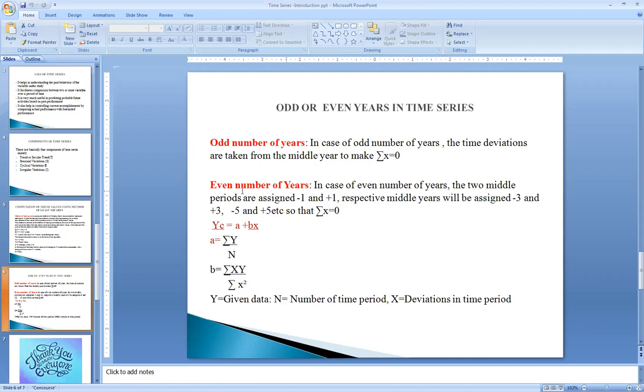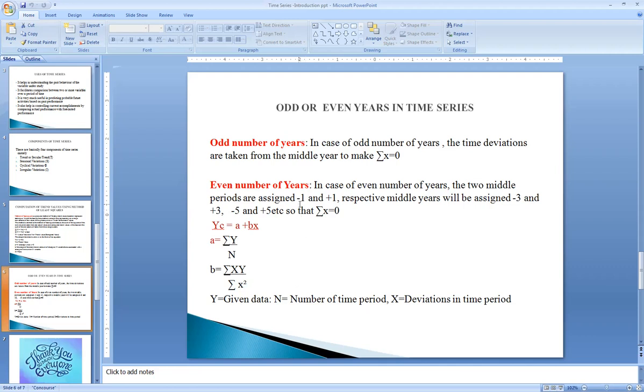And next, in case the number of years given in the question is even, for example 6, 8 or 10, how do we calculate the deviations? In this case we have to take the two middle years. The central value of the two middle years is considered. Upwards we are marking negative, and in the downward direction we are marking positive.